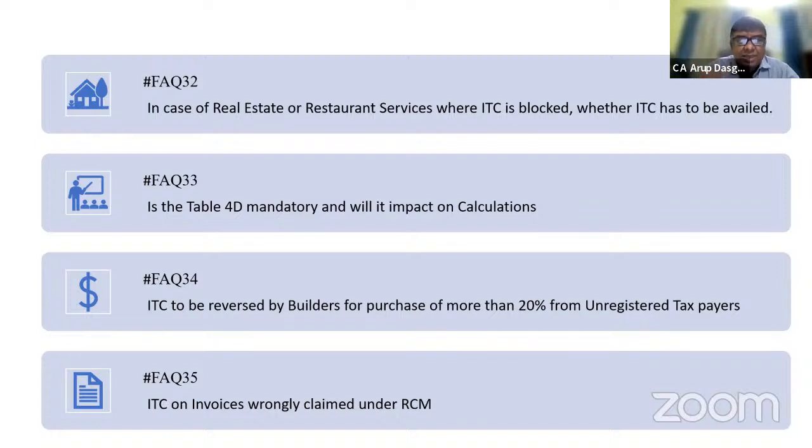So that's why ये बहुत सरल सा काम है, easy काम है. आप all other ITC में दिखाइए और उसको permanent reversal में दिखाइए. Next is the table 4D mandatory and will it impact calculations?